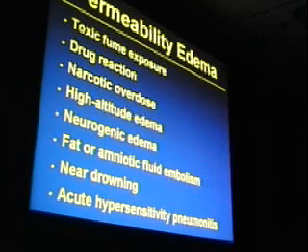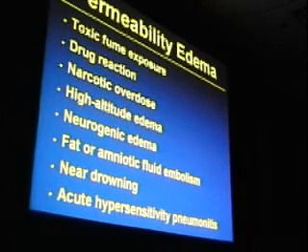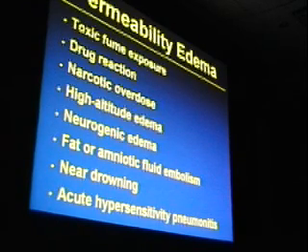Our brief differential: there are hundreds of causes of permeability edema. If you only remember one, remember sepsis. Probably the most common cause, certainly in hospitalized patients, for permeability pulmonary edema will be sepsis. Drug reactions and narcotic overdoses are probably more common than we realize as a cause of permeability edema. A host of other ones: high altitude, neurogenic, amniotic fluid embolism, fat embolism perhaps being one of the more common causes in patients with trauma, near drowning, acute hypersensitivity, et cetera, et cetera, et cetera.